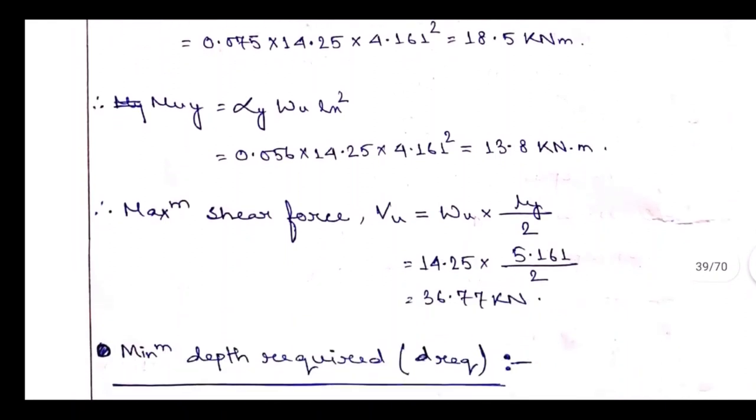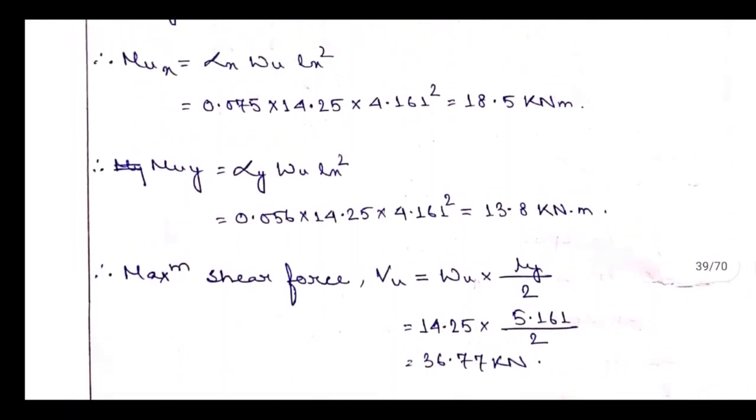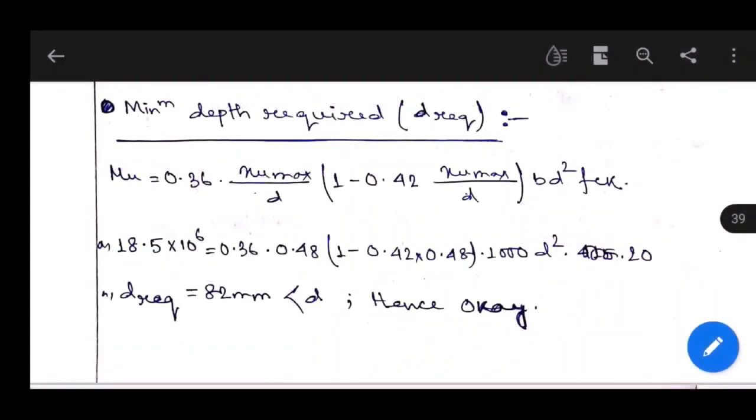Now we have to find out the maximum shear force, that is Vu equals W into Ly by 2, that is equal to 14.25 into 5.161 by 2, that is equal to 36.77 kilonewton. Now the next step is minimum depth required.